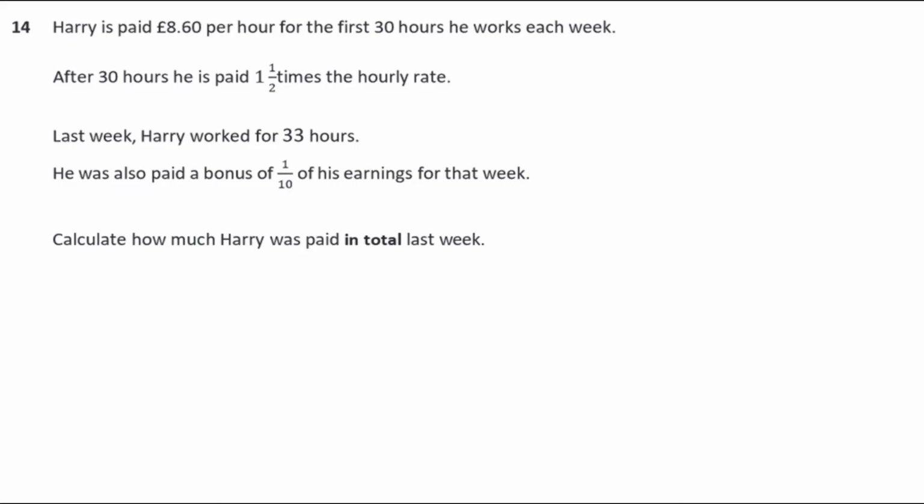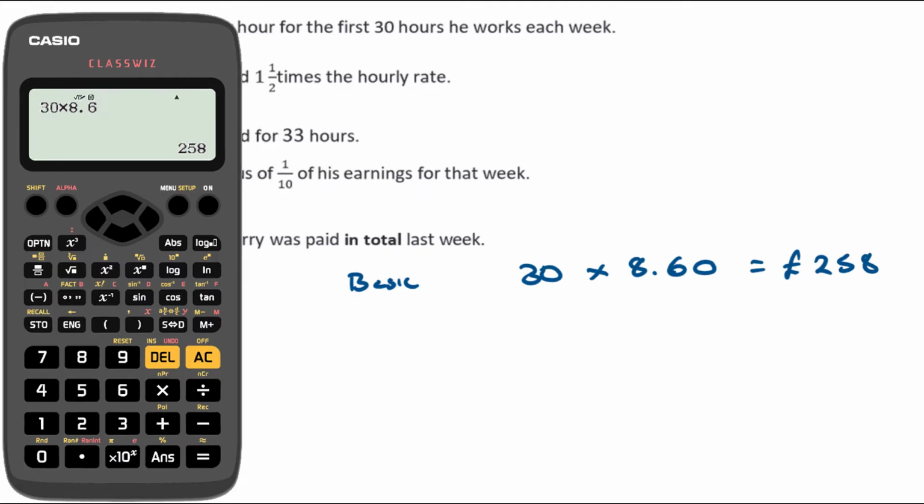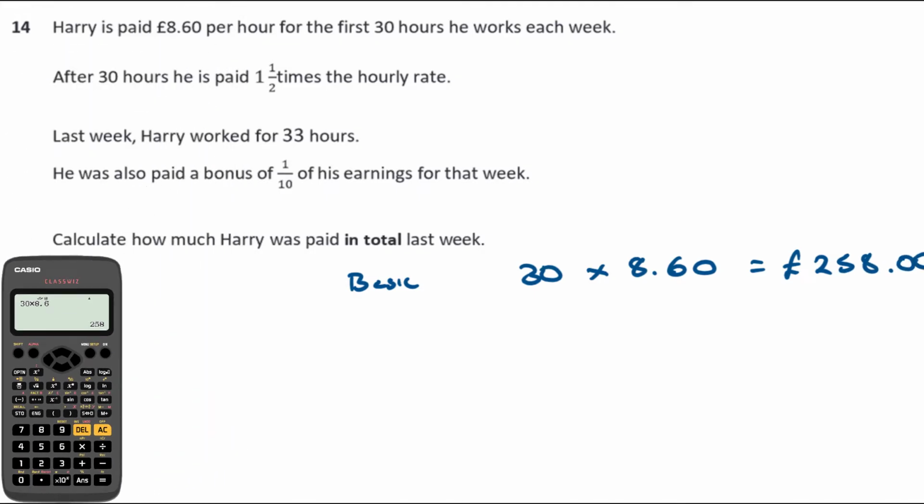Okay, so I'm going to do this in parts. He is going to get his basic pay, isn't he, for his base 30 hours at £8.60. So that's his basic normal pay. 30 times £8.60 comes out to be £258. Then I'm guessing this is what we call overtime.